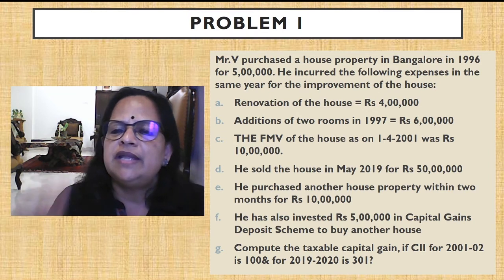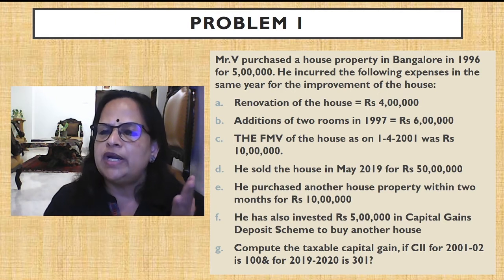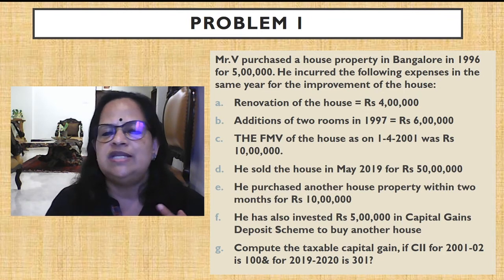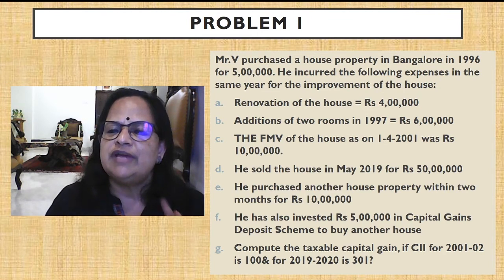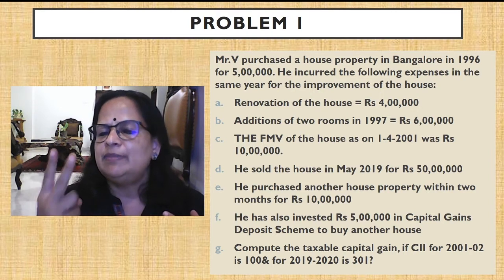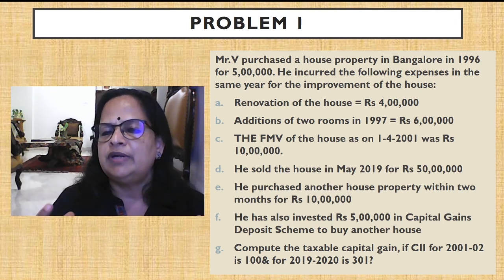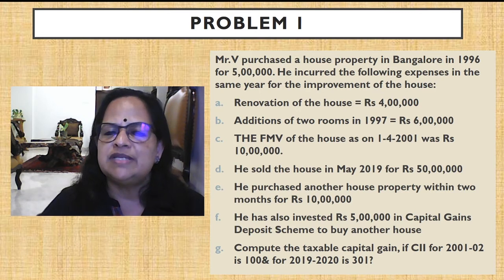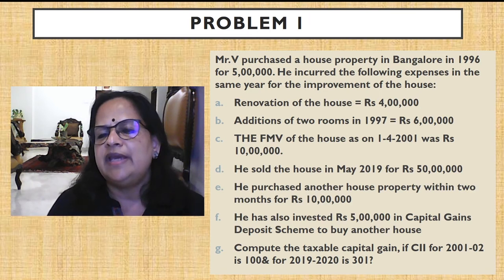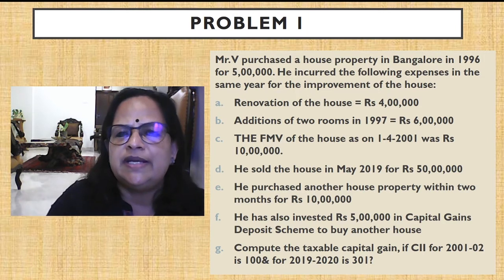Now he purchased another house property within 2 months for rupees 10 lakhs. I told you the conditions: 1 year, 2 years and 3 years. I have explained that. So within 2 months he is buying, so he is eligible. Now he has also invested 5 lakhs in capital gain deposit scheme to buy another house. So I told you now LSSC is eligible to buy 2 house properties. So 5 lakhs, 1 house property he bought and 1 he is keeping the amount in the capital gain deposit scheme. Now compute the taxable capital gain if CII for 2001-02 is 100 and 2019-20 is 301.